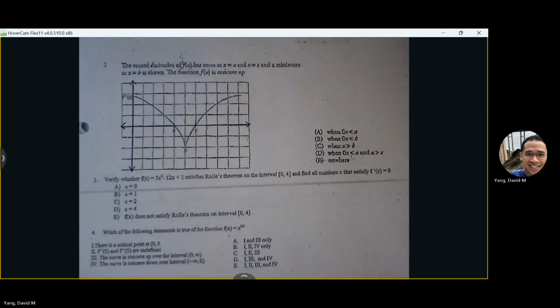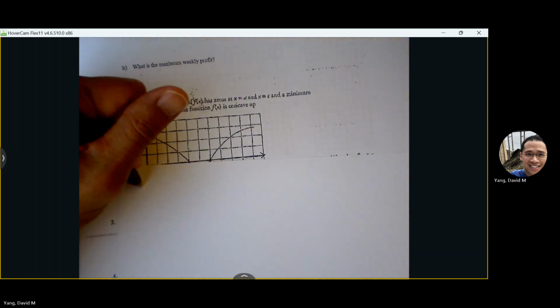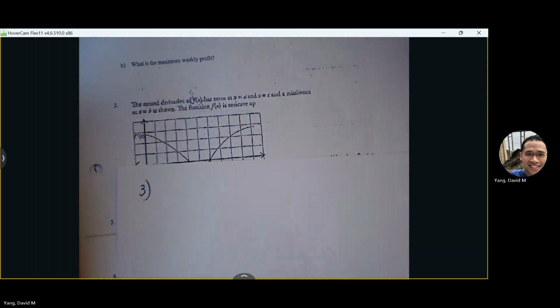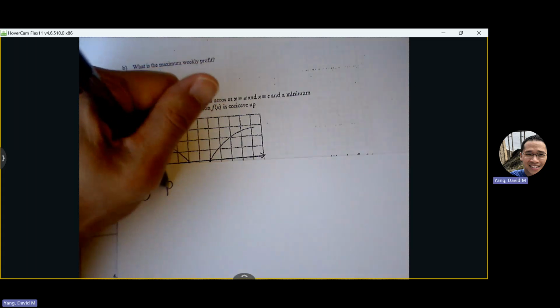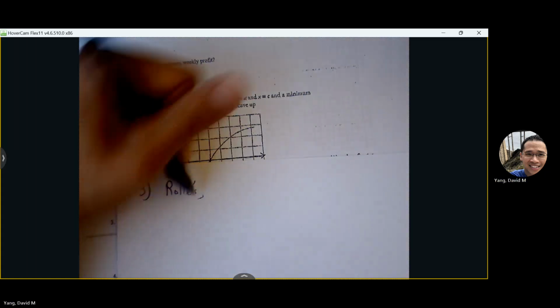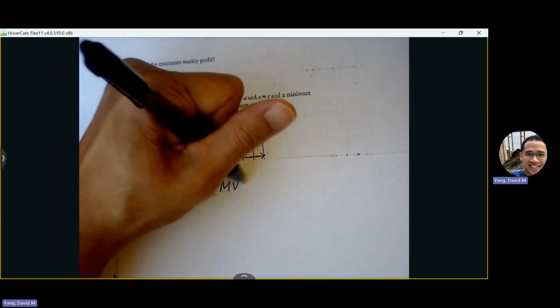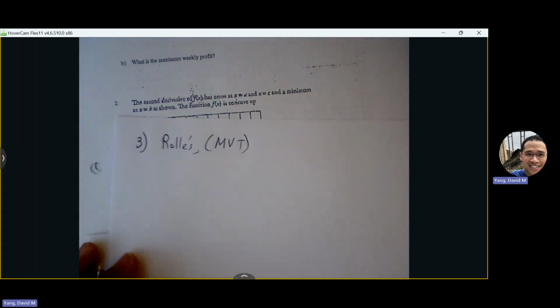Okay, page 11, let's look at number 3 here. Okay, so here's some review. This is with Rolle's theorem. And I'll put in parentheses mean value theorem, because Rolle's theorem and mean value theorem are essentially the same.